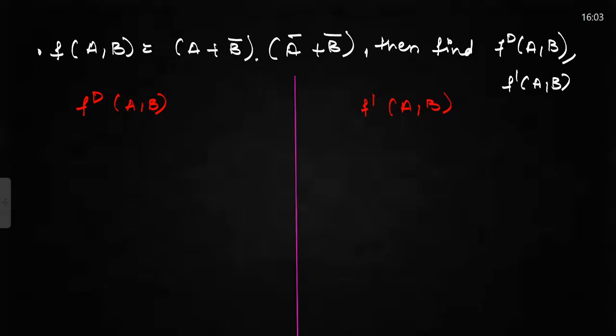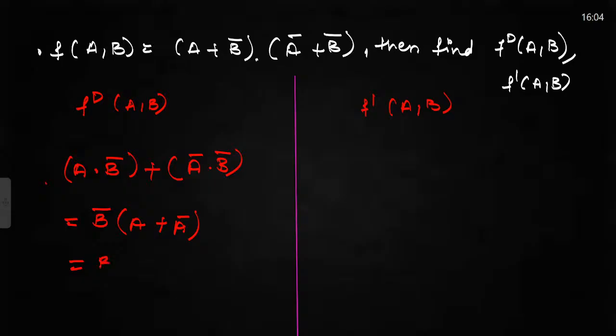So what does my duality theorem state? A plus b bar means I can write a into b plus a bar into b bar. That is what my duality theorem said. I will take b bar as common, then that will be a plus a bar, and a plus a bar is 1, so it will be b bar. b bar is my answer.